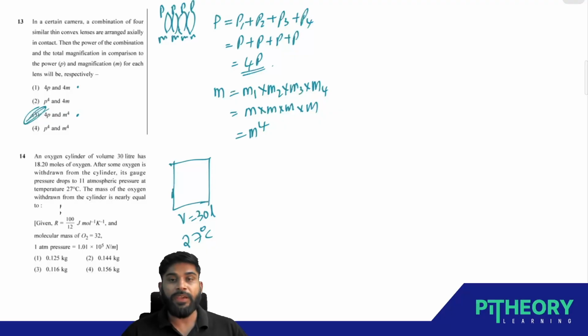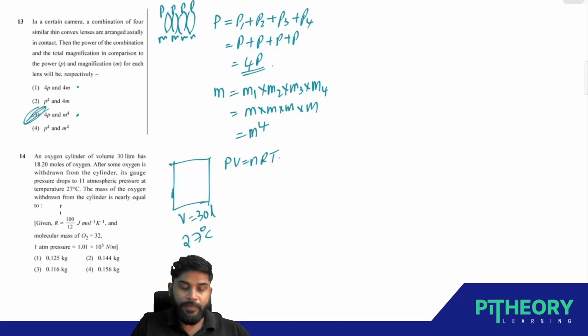Correct. What we can use here is the ideal gas equation. PV is equal to nRT, right? So after removing some of the oxygen gas, the volume will remain the same. It is 30 liters only. You are not changing the cylinder, correct? Temperature is 27. Pressure drops to 11. That final pressure is given, and that is the gauge pressure. That is very important, correct? 11 atmosphere is the gauge pressure.